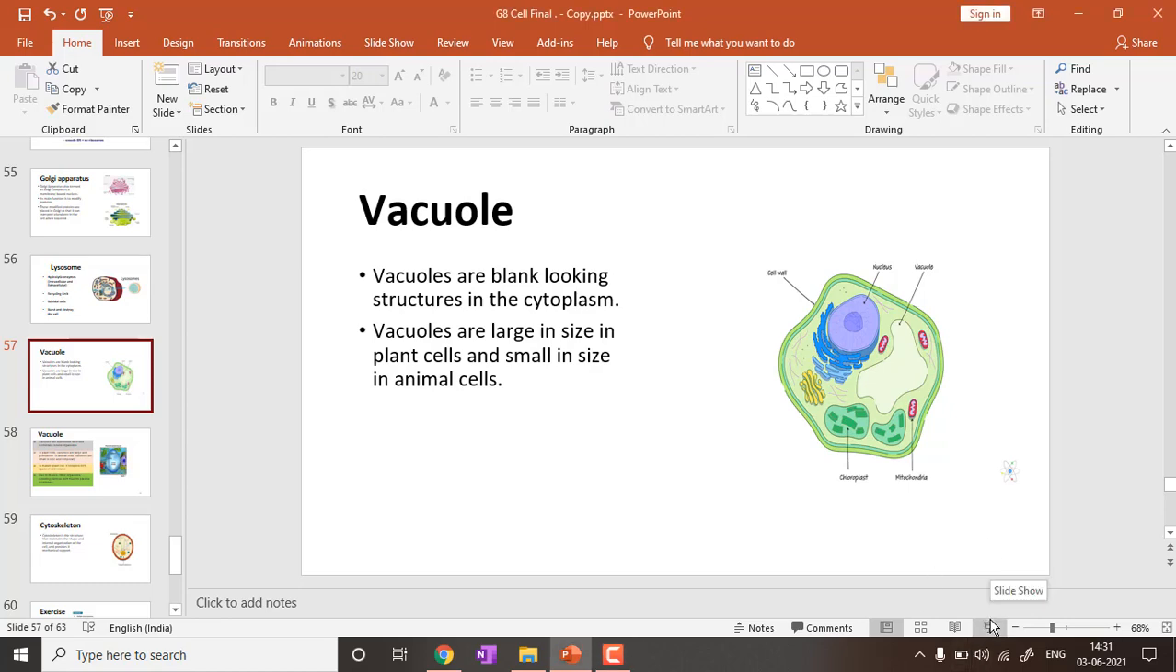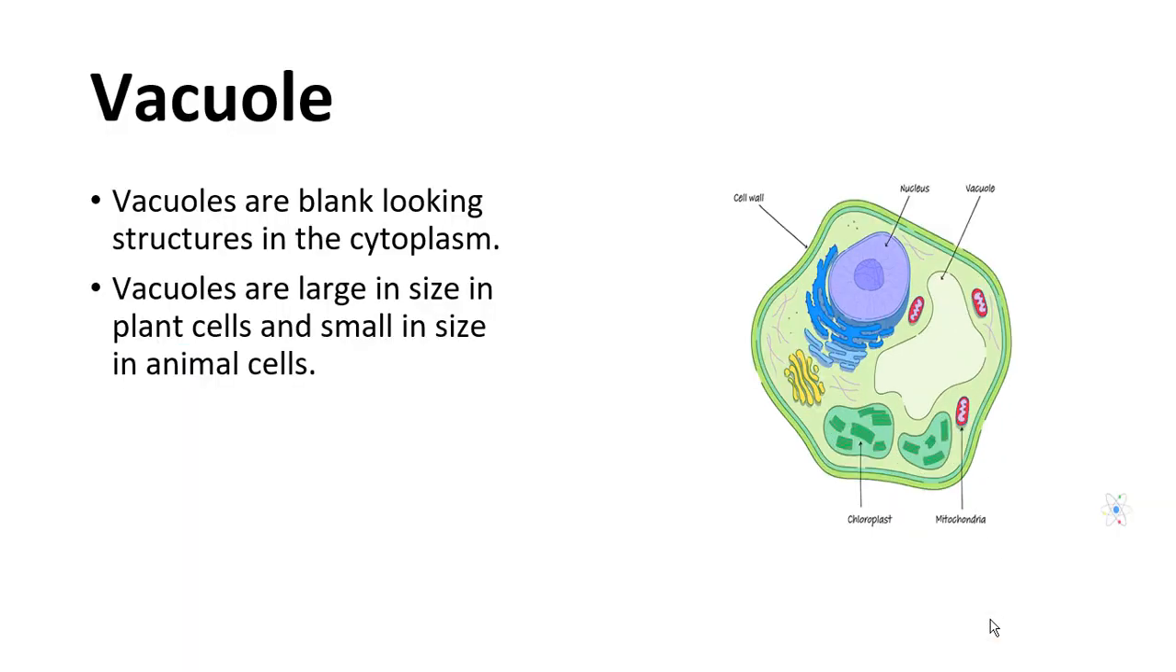Hello everyone. We move to the last part of cell organelles. That is, today in this session we are going to discuss what is a vacuole, what is the cytoskeleton, and finally we'll differentiate between plant cell and animal cell.